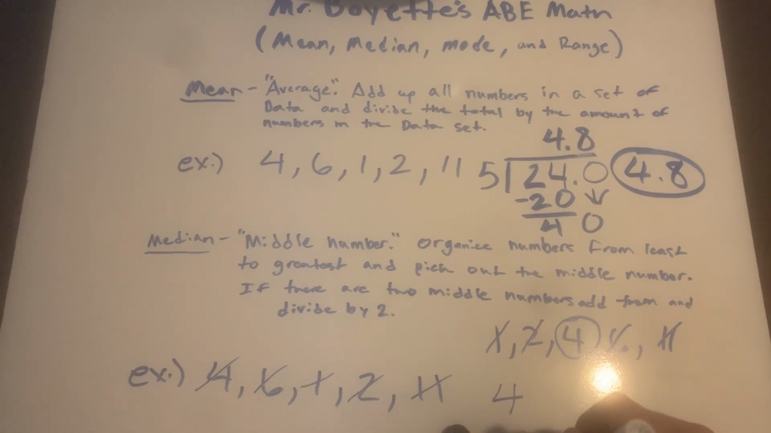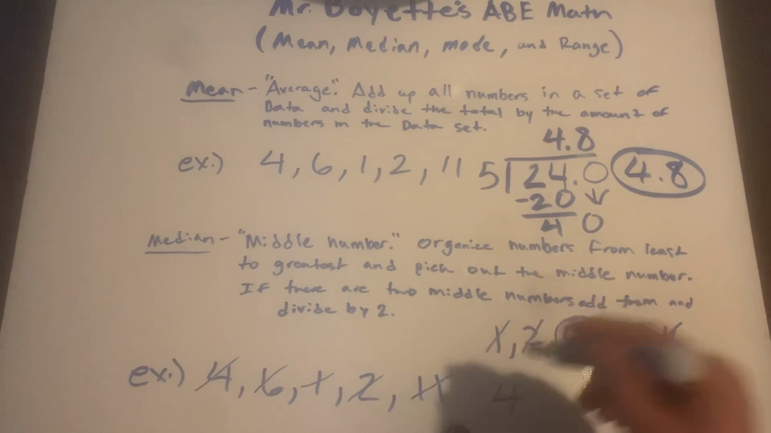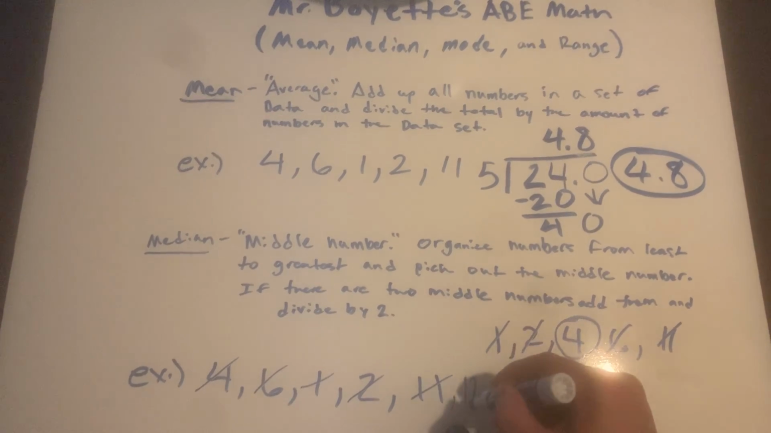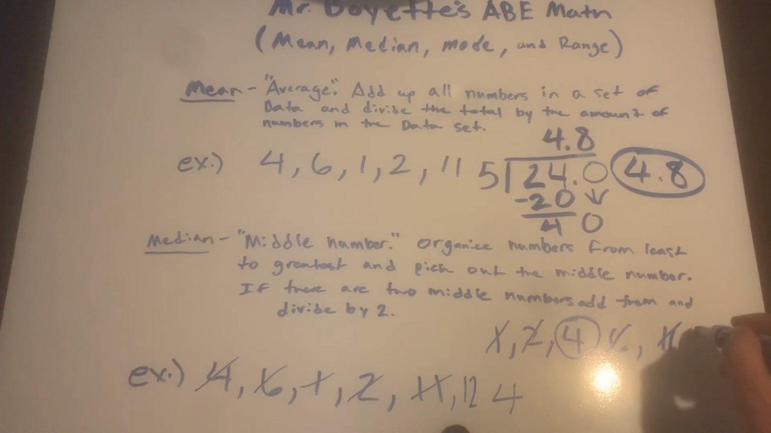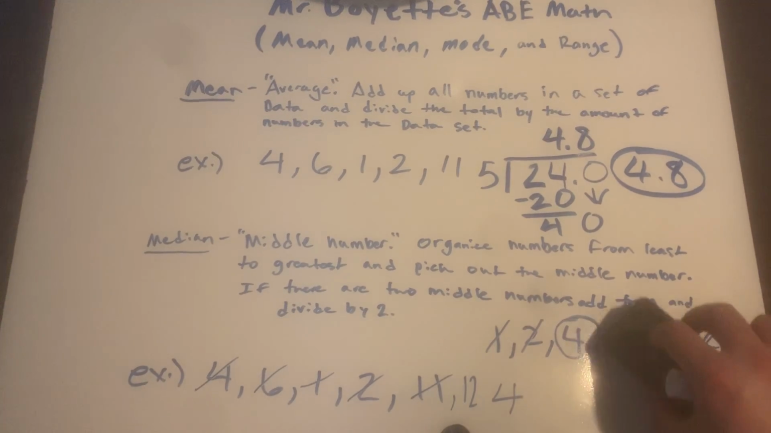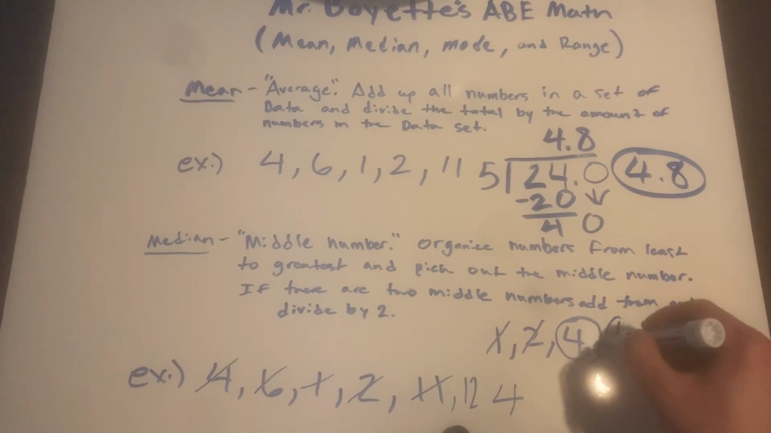Now, some of you may be asking, well, what if there's 2 numbers? How do we do that? Well, let's say, for example, that we had a 12 over here. All right, we had an extra number. We have a 12 right here. Now that would change the problem so that there's actually 2 middle numbers. There's 4 and 6 as our middles.